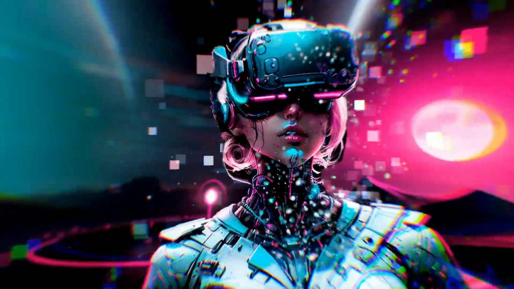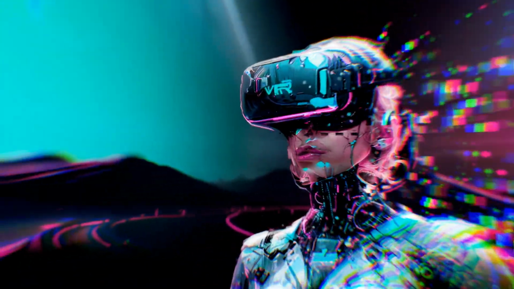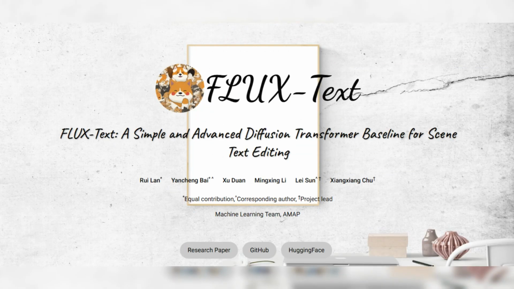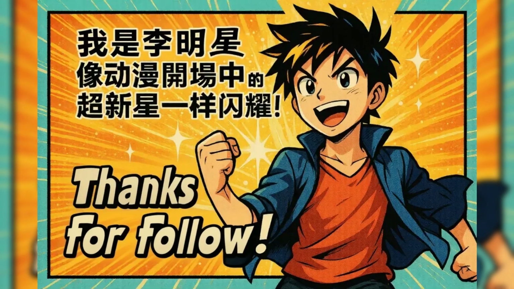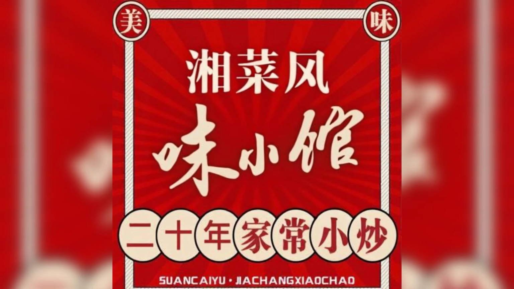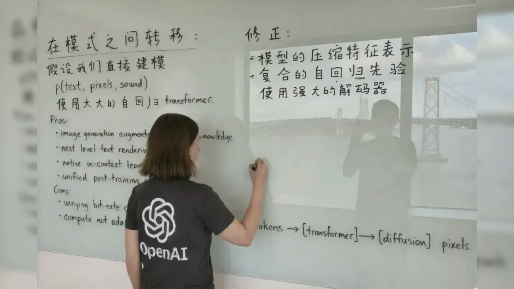A team of researchers at AMAP has unveiled FLUX-Text, an innovative scene text editing method that blends the power of diffusion models with transformer architecture. The result? High-fidelity, multilingual text editing in complex visual scenes like posters, ads, memes, and beyond.